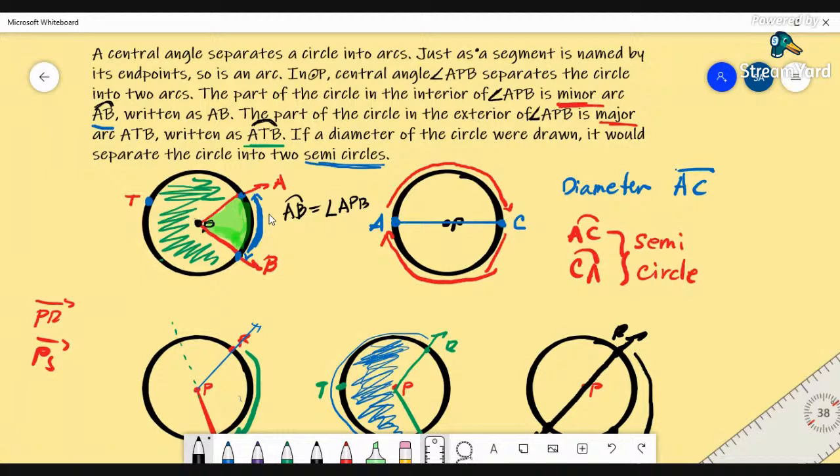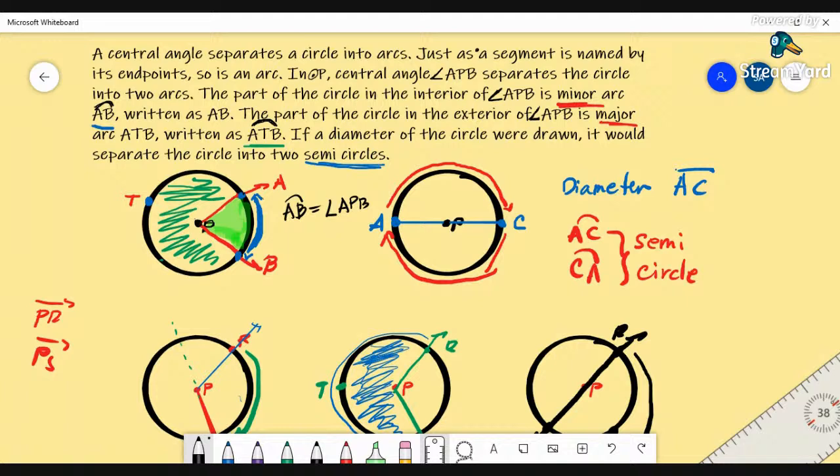Let me just show you the major arc. Let me use the color red. This part over here is our major arc. Take note, arc ATB is located on the exterior part of the central angle. Next, if a diameter of a circle were drawn, again by definition, a diameter is drawn via a line segment collinear to the center of the circle. So for point A, it will go through point P, which is the center, and point C. This is your diameter.